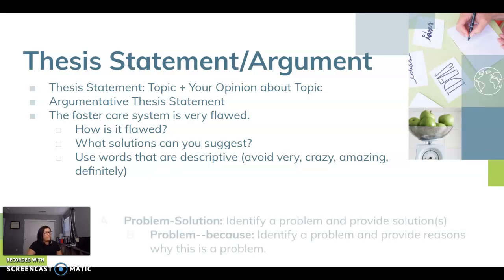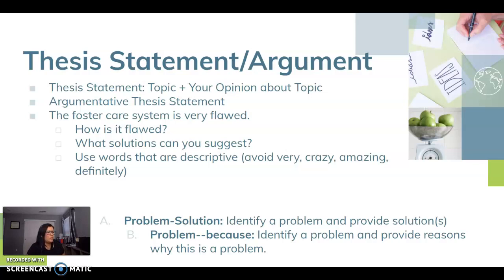All right. And then to end, just to give you a little bit more tools or ideas to work with, think about this thesis statement as a problem solution. So that's option A that I have here, right? Problem solution. So identify a problem and provide a solution or solutions to that problem. That could be what your thesis statement is, and really these solutions could definitely be your argument as well.